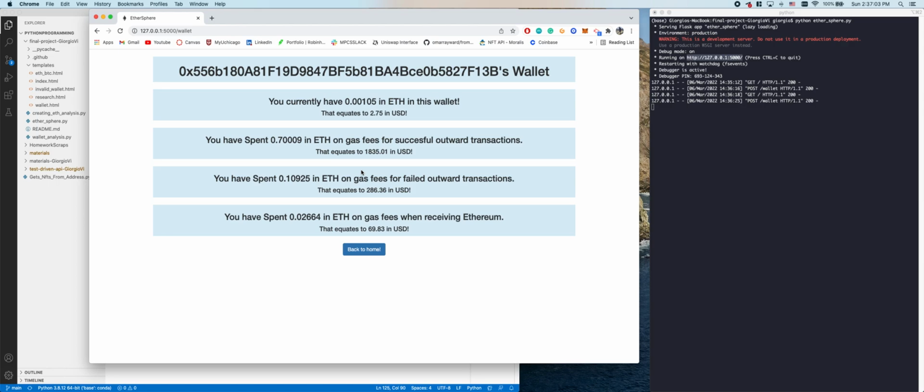And then you also have gas fees for failed outward transactions, and this might be when you're attempting to mint a project, an NFT project, and it fails. You'll still have to pay gas because a miner did try to get that forged on the next block. And I spent 0.1 ETH on that. And also, one thing that I didn't realize when I was originally getting into trading NFTs and cryptocurrency was that you have to pay fees even when you're receiving. So although it's much less relative to the other amounts, I spent 0.02 ETH, which is about $70.